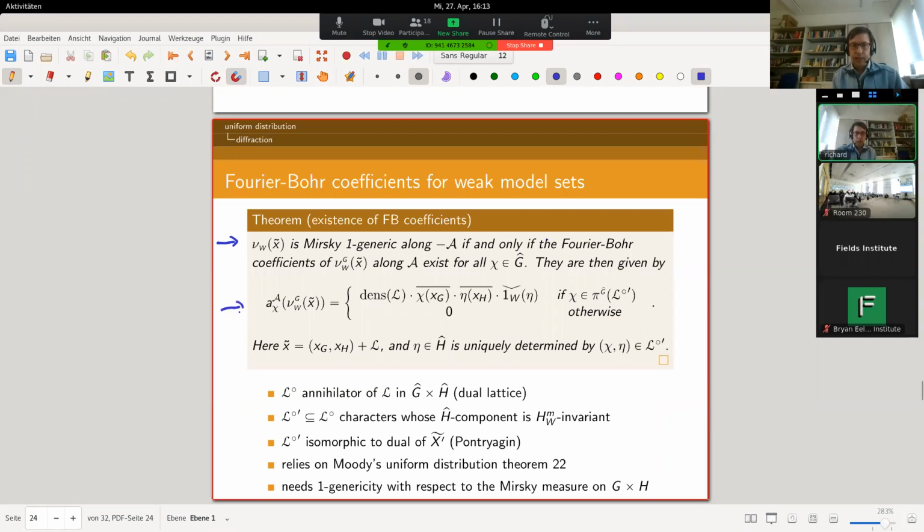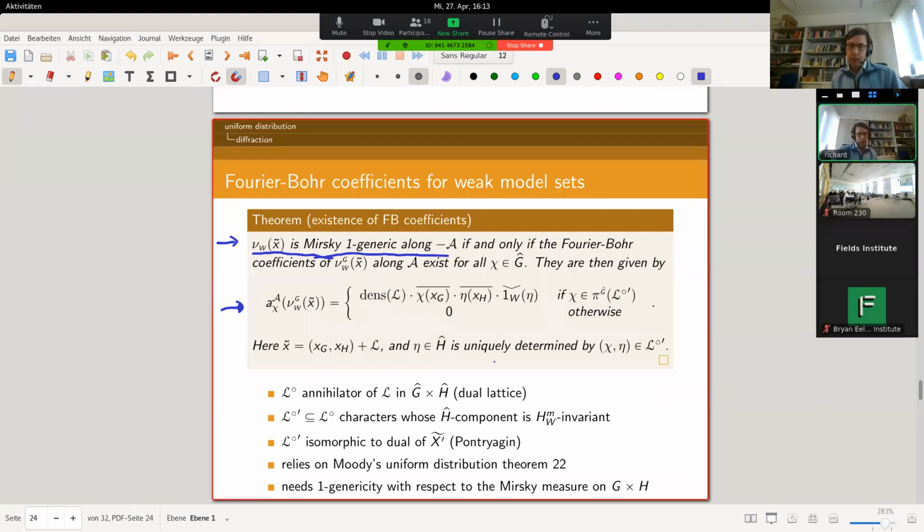So the point is they exist if and only if the configuration is Mirsky-1 generic along -a. And this is the configuration actually in G times H. So this is the condition which gives you existence of these Fourier-Bohr coefficients, and you can also evaluate it to the form which is known for some time, and this is the characterization.